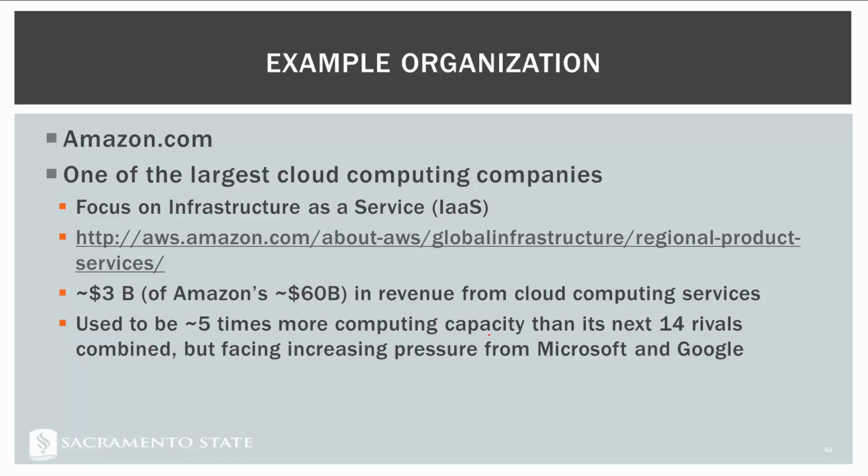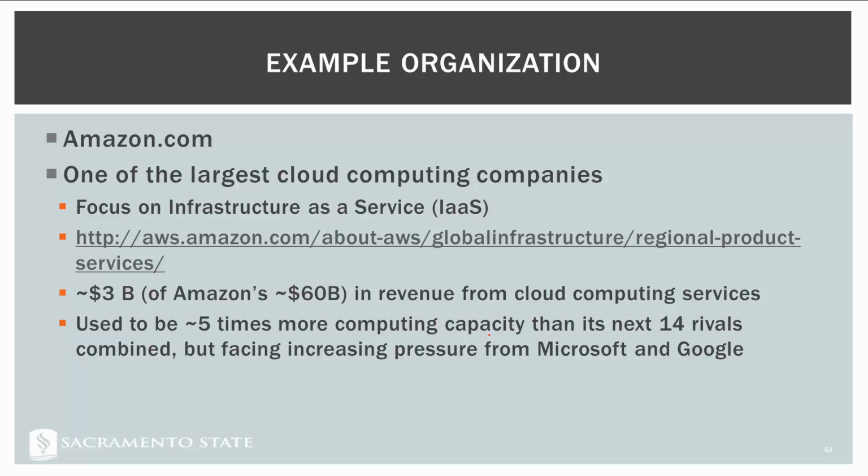As an example organization, let's talk about Amazon. Amazon is one of the largest cloud computing companies, and in terms of gaining revenue as a cloud computing company, they are by far the largest. In fact, a couple of years back, they were 5 times larger than their next 14 competitors combined. But recently they are facing a lot of competition, especially from Microsoft. Google's trying to get in the game and trying to undercut them on price. We'll see how that goes.